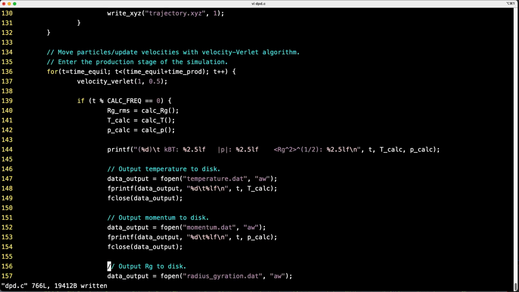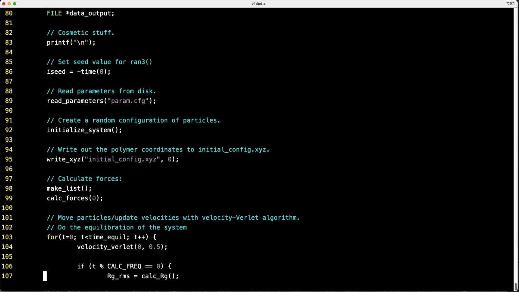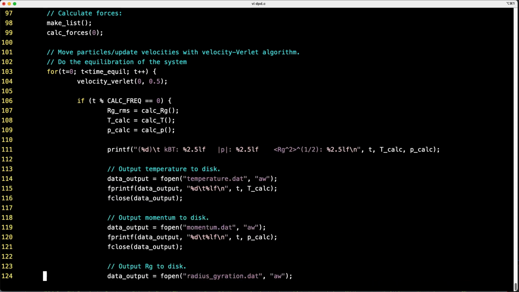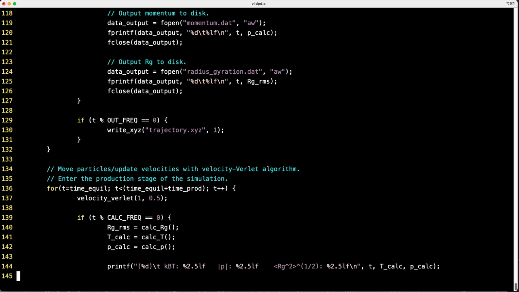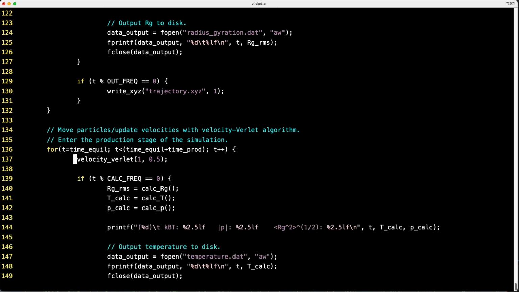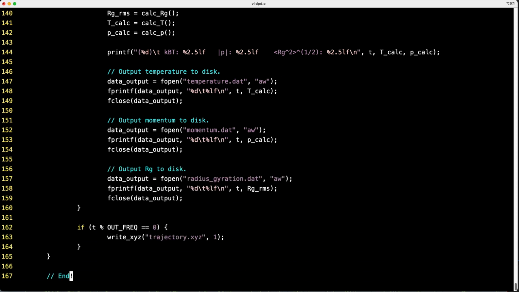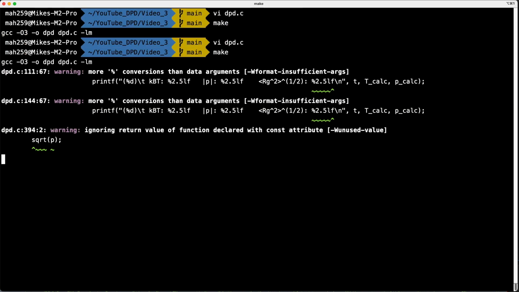So let's take one last look, and then we should be done. We calculate the initial forces, velocity-Verlet algorithm, production is equal to 0. We're equilibrating. We write to disk. We write to the screen. We write the coordinates every certain amount of time, every 1,000 time steps right now. Once we're done equilibrating, we start the production step, and we call velocity-Verlet with 1 to signify we're in production. That makes sense. And we do the same thing. We write to the same files, and then we write the trajectory, and then we end. So yeah, this should work. Let's just test this and see if it compiles.